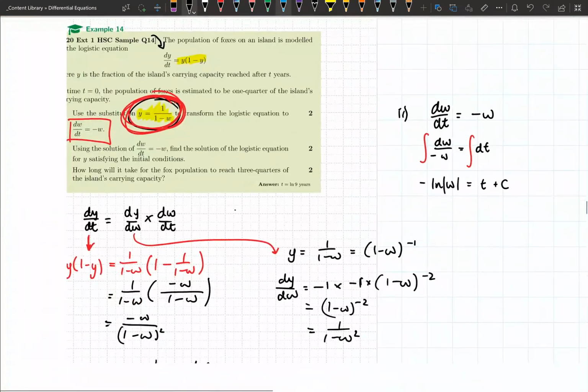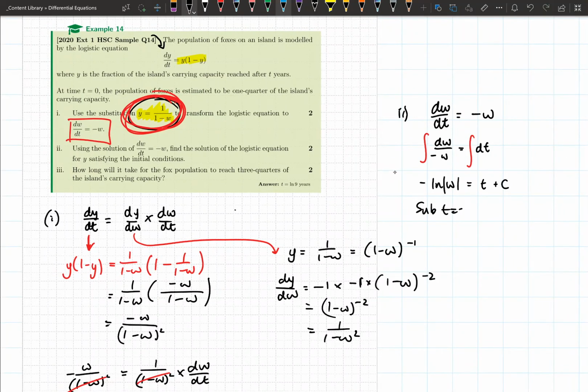What's the initial condition from this question? T equals 0. It's estimated that the population of foxes is estimated to be 1/4. Now, what's the letter that represents the population? It's not P. It's not W. Y. So here it's telling me Y is equal to 1 over 4. Y is equal to 1 over 4.